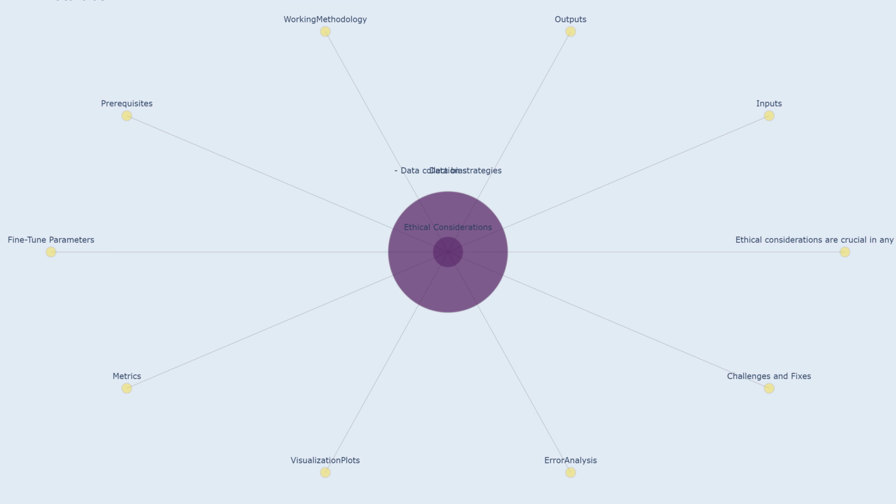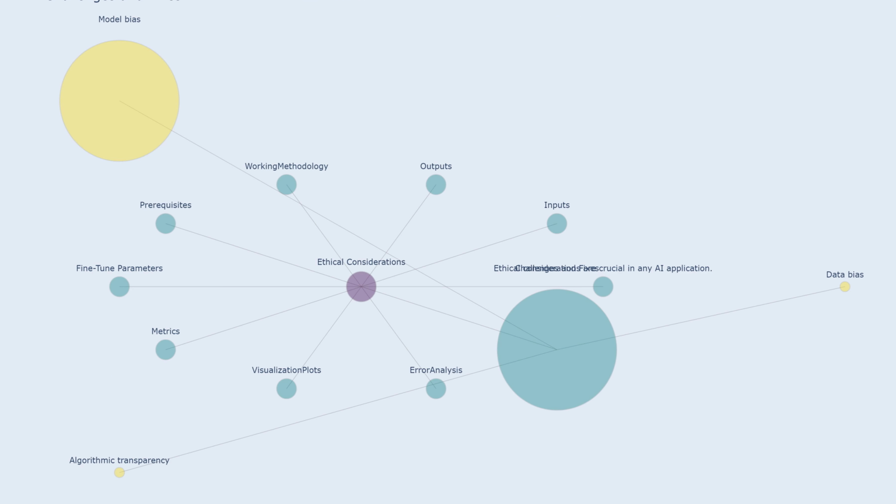Data collection strategies. Addressing data bias requires implementing data collection strategies that minimize the introduction of bias. This can involve carefully selecting data sources, ensuring that data is representative of the population it is intended to serve, and using techniques to correct biases in existing datasets.